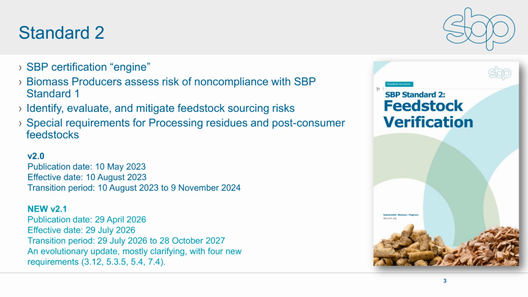Version 2.0 was published on the 10th of May 2023, became effective on the 10th of August 2023, with a transition period running to the 9th of November 2024. Version 2.1 is an evolutionary update, mostly clarifying terminology, with 4 new requirements, clauses 3.12, 5.3.5, 5.4, and 7.4. It will be published on the 29th of April 2026, effective from the 29th of July 2026, with the transition period running to the 28th of October 2027. Over the next slides, we'll go through all the requirements of Standard 2 in detail.